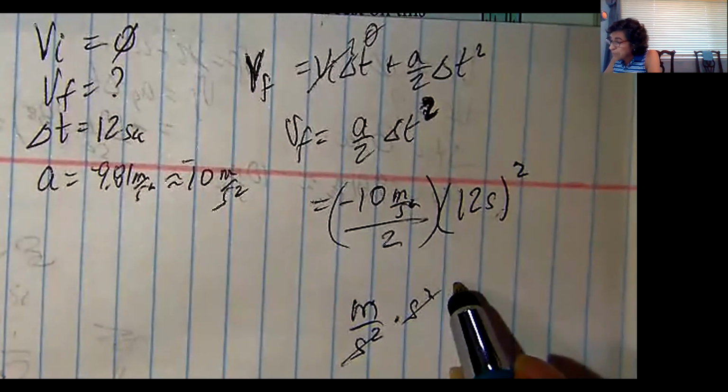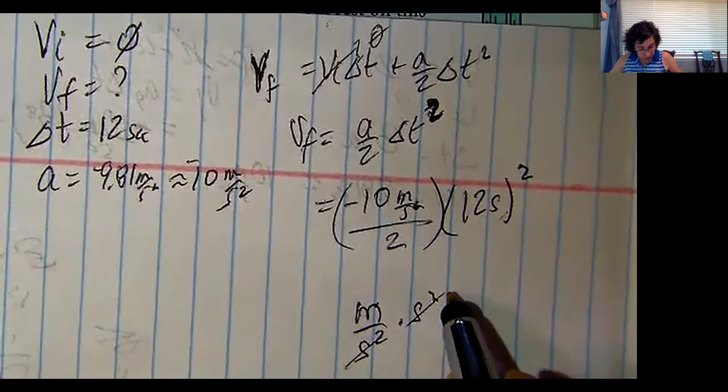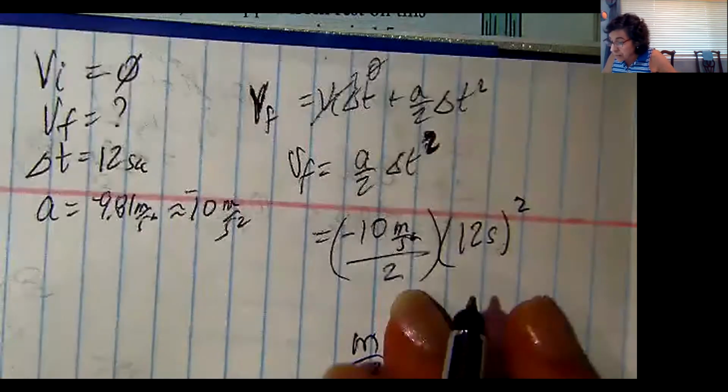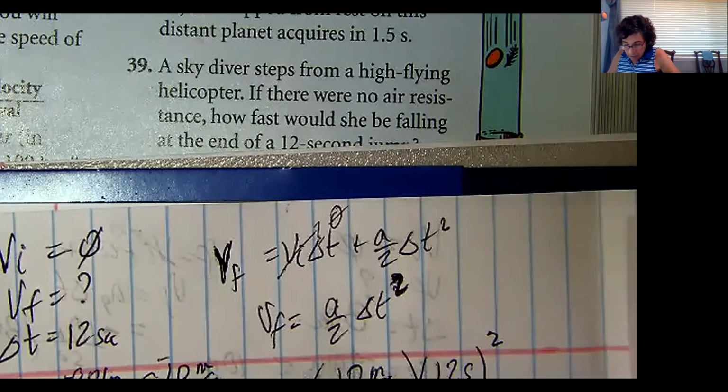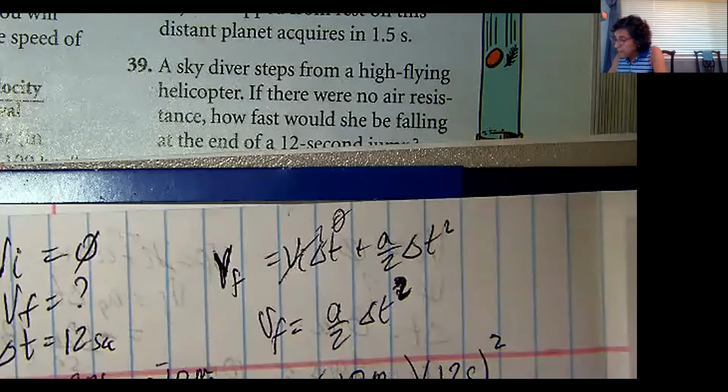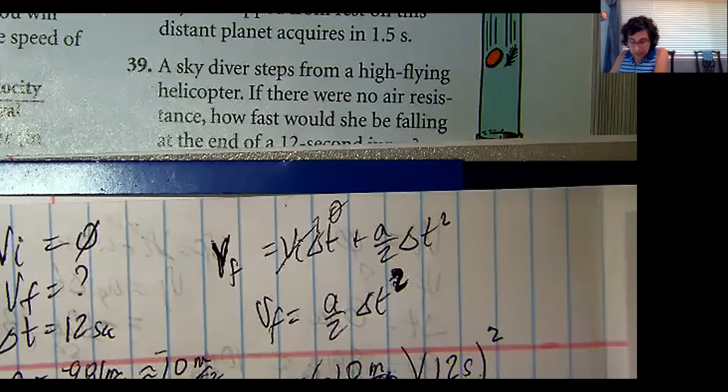Whoops. Meters per second squared. Looks like I might have, what number are we doing? I always get confused. We're doing number 39. Number 39. Oh, there we go. Okay. Meters per second squared, meters. All right, so that's giving me the distance.